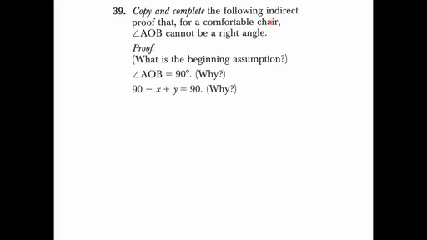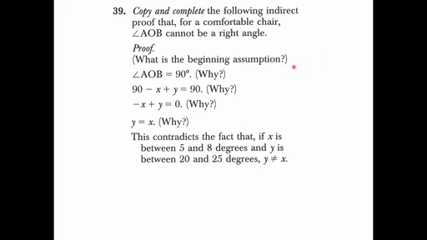Beginning assumption and give reasons now. We're still going, well, angle A is 90, 90 minus that. So how do you get from one step to the next, and so on? Working our way down through this indirect proof, they actually give you the contradiction this time.